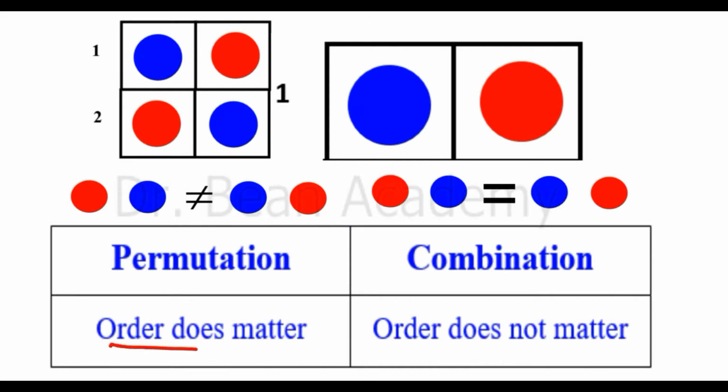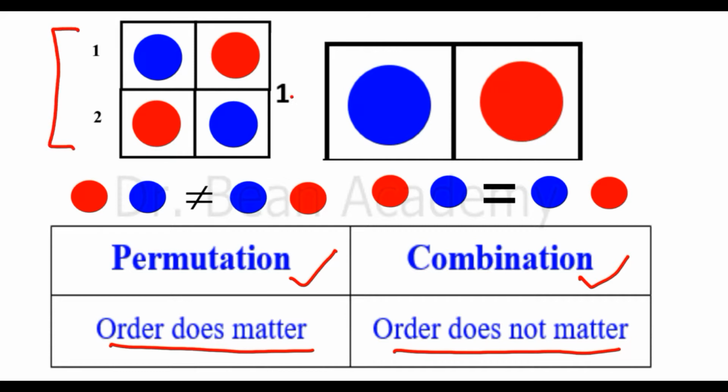So if order matters, it's a permutation. If order does not matter, it's a combination. In this example, I can make two permutations but only one combination, because no matter how I arrange the balls, it's always the same combination. A combination does not care about the position of the objects in the arrangement.